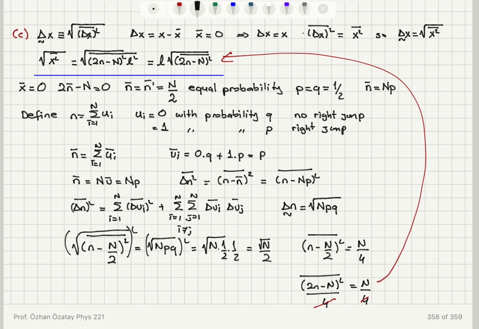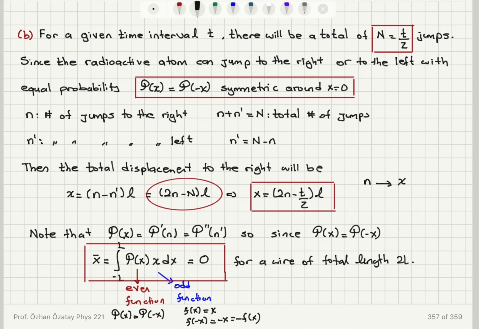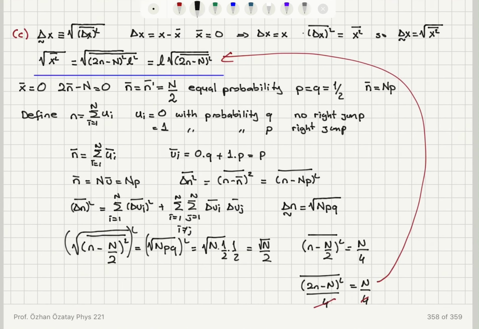Basically you might think that ui should be equal to -1 if there is no right jump, if there is a left jump. Well, I'm not counting the n minus n prime here, so it's not the m value that I'm looking at, which is the net number of jumps to the right. So that would be for m, and you would have to define a -1 and +1. But here it is 0 and 1.